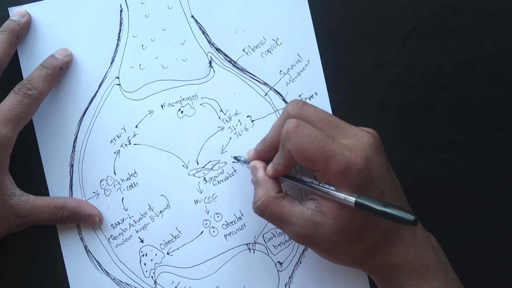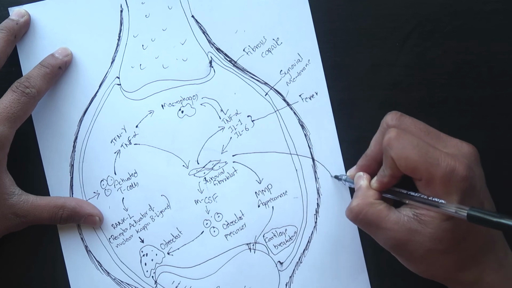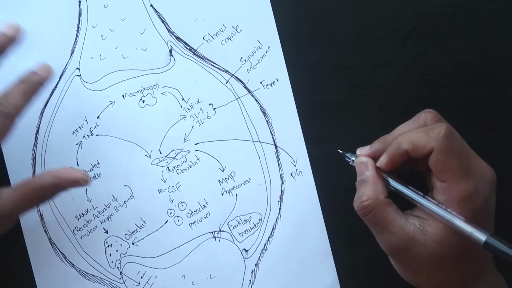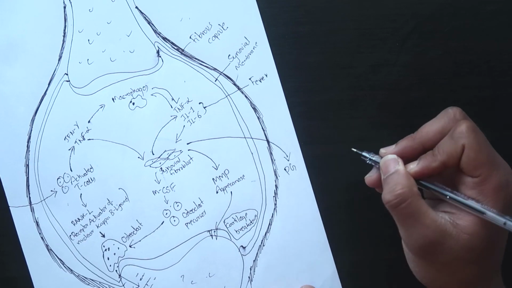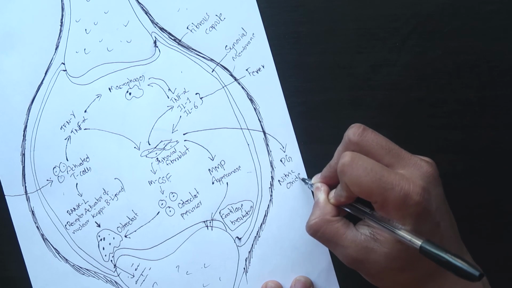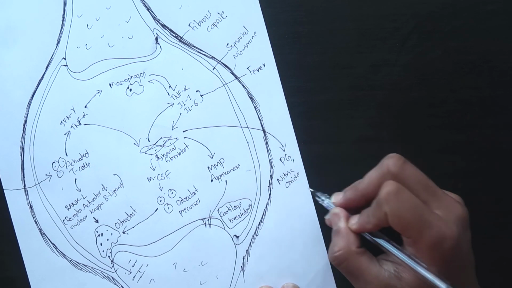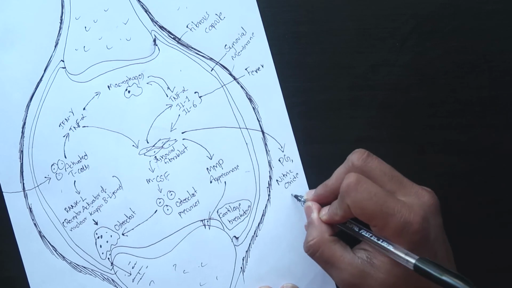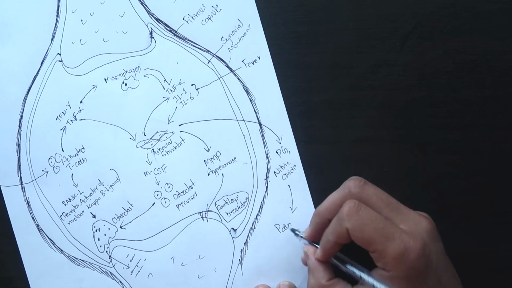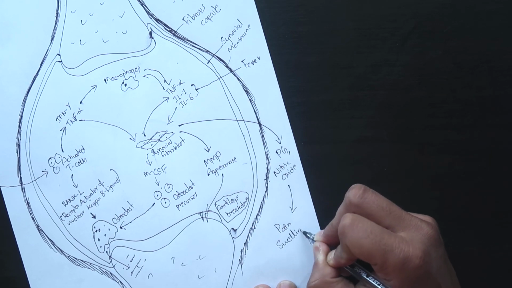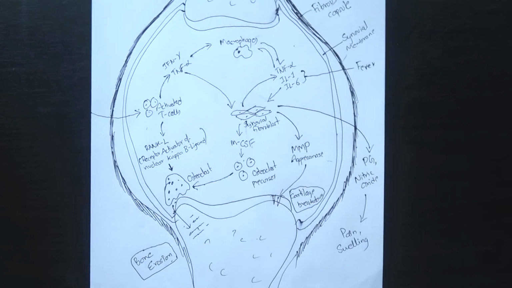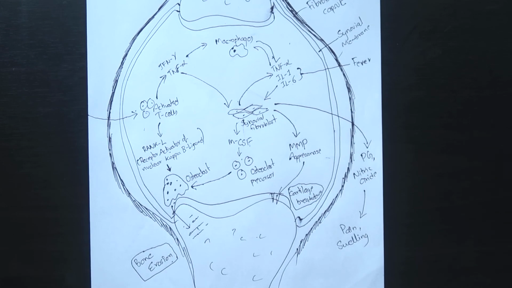And also the synovial fibroblasts can produce prostaglandins, PGE2, which can lead to pain in the joints, and nitric oxide. Prostaglandins and nitric oxide produced by the synovial fibroblasts can cause pain. They also cause vasodilation, leading to swelling of the joint. So pain and swelling. That is how your joints get destroyed in rheumatoid arthritis.